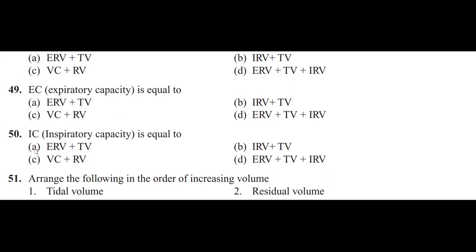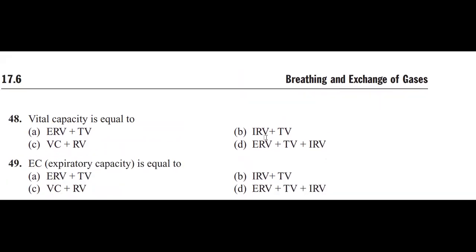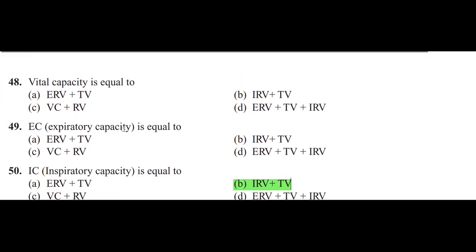Inspiratory capacity is equal to, what is inspiratory capacity? ERV plus TV, IRV plus TV, VC plus RV, ERV plus TV plus RV. It is IRV plus TV, right? Then expiratory capacity is equal to EC, TV plus ERV. Vital capacity is equal to ERV plus TV, IRV plus TV, VC plus RV, ERV plus TV plus IRV, ERV plus IRV plus TV.